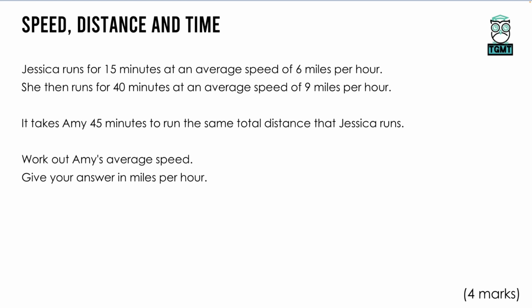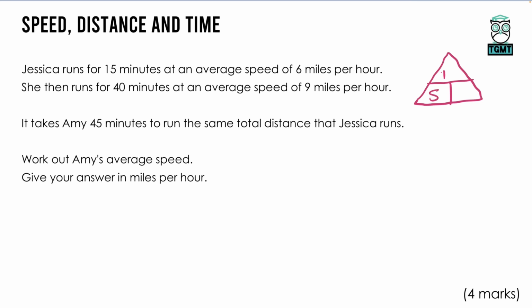So moving on to some speed, distance and time. It says here Jessica runs for 15 minutes at an average speed of 6 miles per hour. She then runs for 40 minutes at an average speed of 9 miles per hour. It takes Amy 45 minutes to run the same total distance that Jessica runs. Work out Amy's average speed. Now it's completely up to you what method you use here. You can use a non-calculator method, or we can use a calculator method. As we have a calculator, we'll use a calculator method here, but you can always check out the non-calculator methods, which I'll link in the description as well.